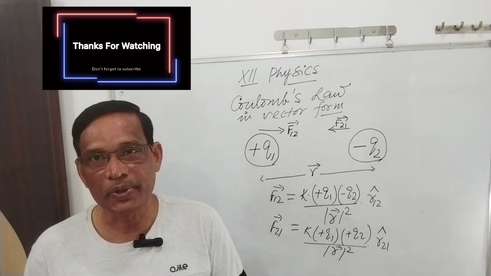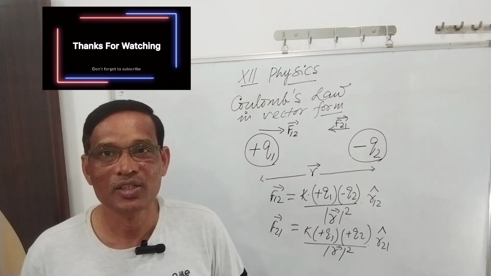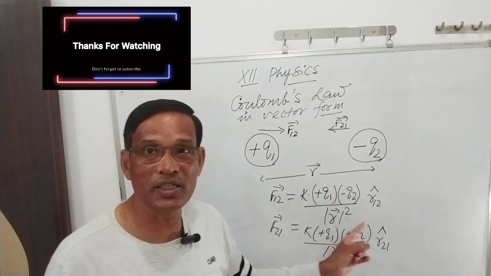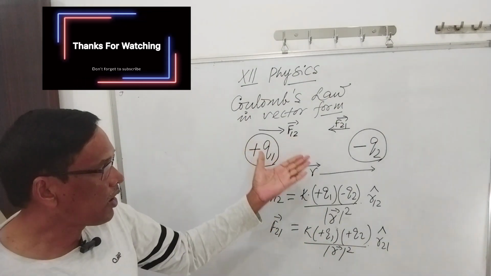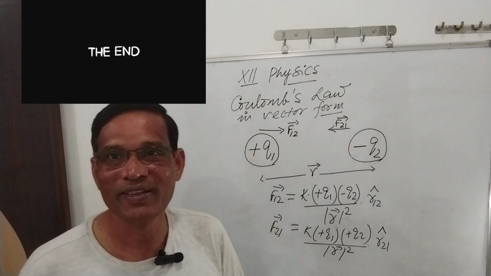The definition of Coulomb's law is not going to change, but you should be mathematically knowing clearly how this happens in vector form exactly.